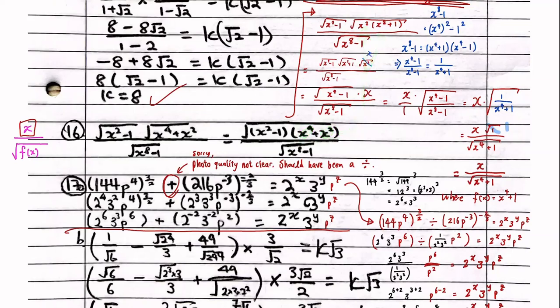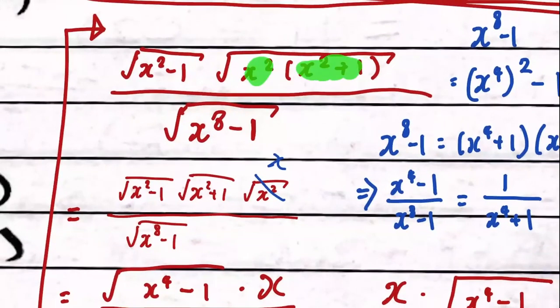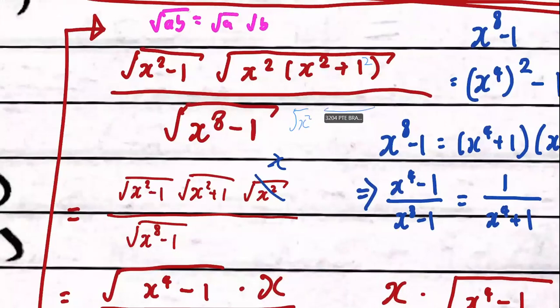Okay, then what is so special about rewriting as a factor form? x squared times x squared plus 1. It means that now we can split it up: square root a times square root b. If you recall, square root ab is equal to square root a times square root b. This applies not just to numbers, like 18 can split as 2 and 9, it also applies to algebra.